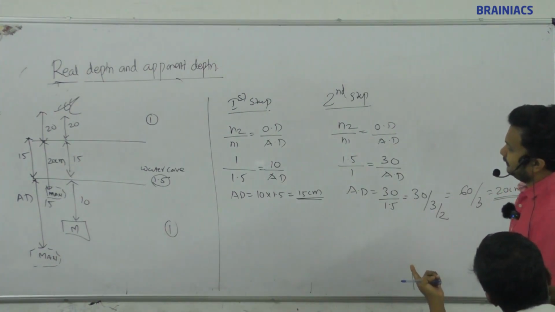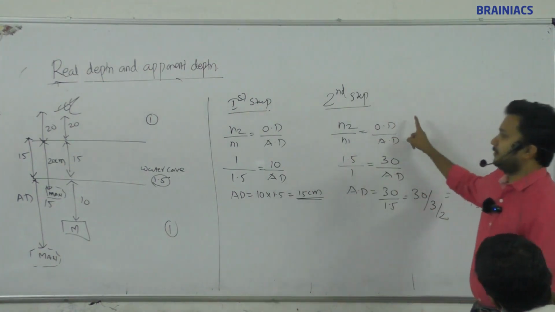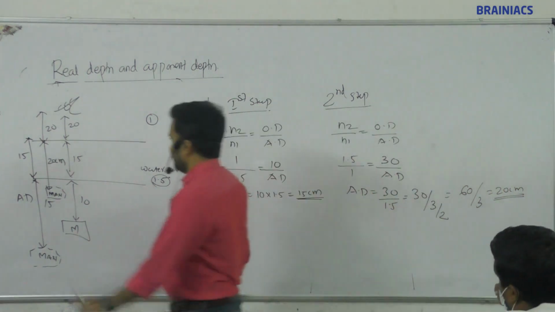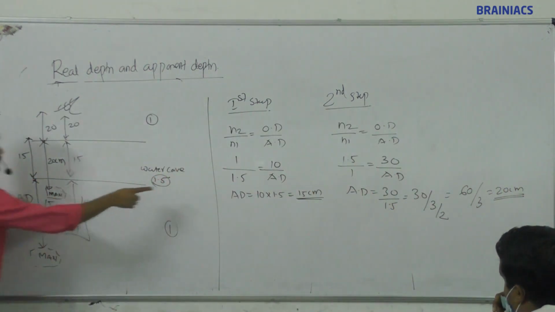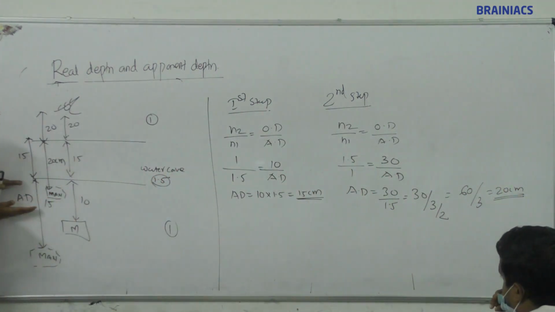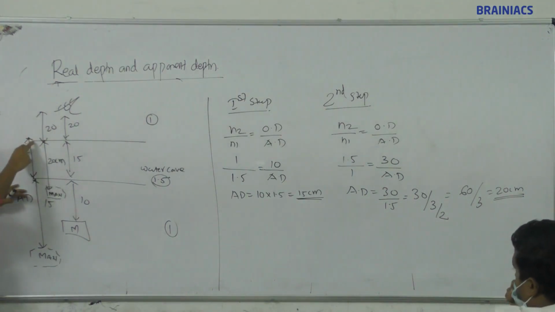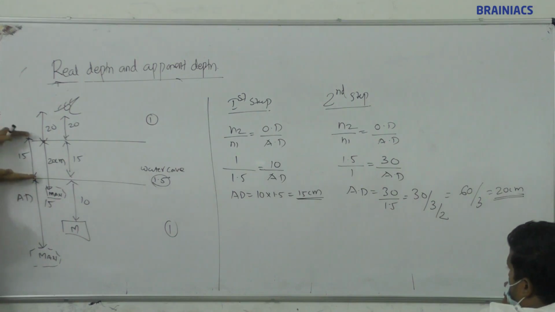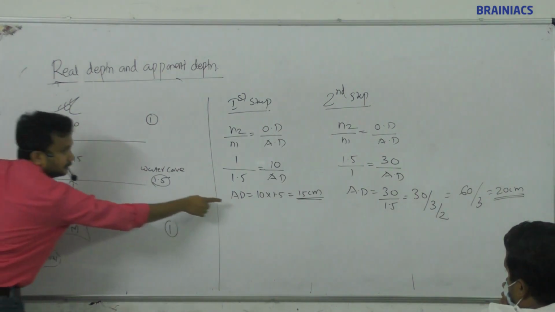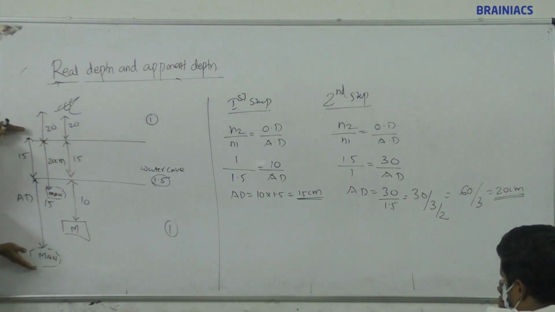We are not using that 15 centimeter anywhere else. We are using that 15 centimeter here. Why? Because here I am getting this apparent depth, right? Original depth means from here, that is your original depth for the next one.